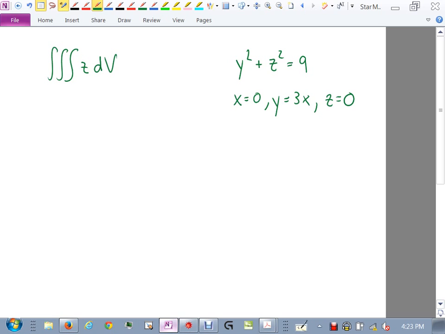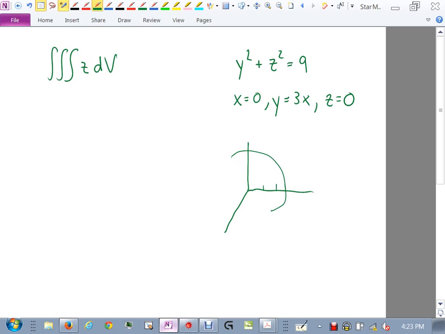Okay, find this triple integral. Now let's try to get our head around what this solid looks like. What is y squared plus z squared equals 9? A cylinder. Which way does it go? It runs along the x-axis. What's its radius? 3. So it's like 1, 2, 3.